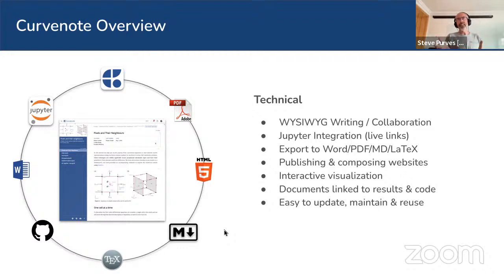Curvenote itself gives a bunch of capabilities. It gives you a sort of visual online editor with Jupyter integration. It gives you all those export and publishing routes, but it also goes further and supports interactive visualizations. And we're working on keeping more and more of the interactive visualizations you can create in Jupyter alive throughout the writing process and through to publication on the web. And also because we've got version control in the middle, the documents and your notebooks stay linked. So that makes them easy to update and maintain and reuse in different documents.